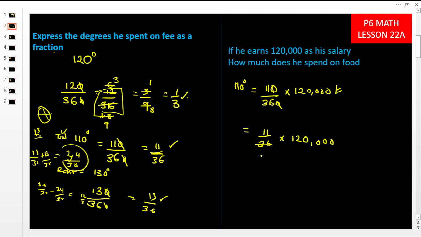Dividing by 12, how many 36s are in 12? Dividing by 12, we are having 3 of them, right? Then 120,000 divided by 12 gives 10,000 here, right? Then 10,000 times 11 we are getting 11, then 0, then we add on our 3 zeros here. So divide by 3. How many 3s are in 3? There is 1. How many 3s are in 11? 3, remainder 2, and so on.